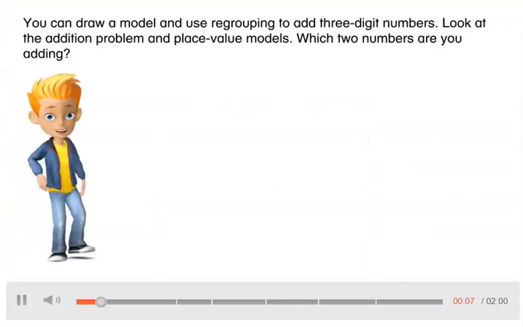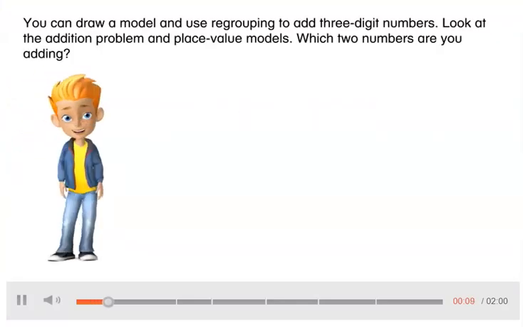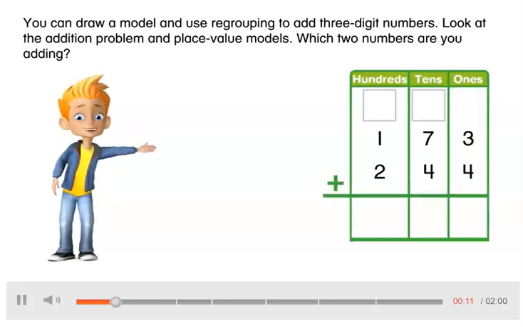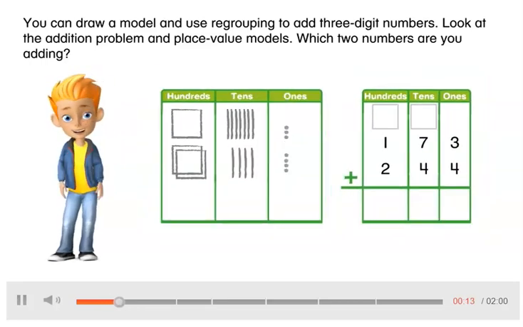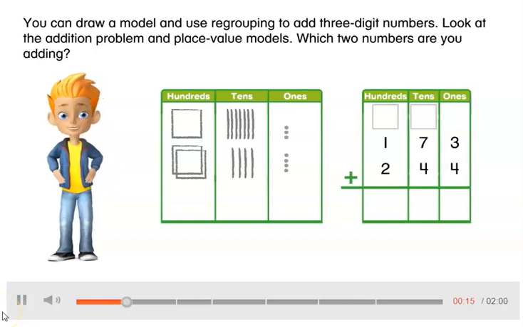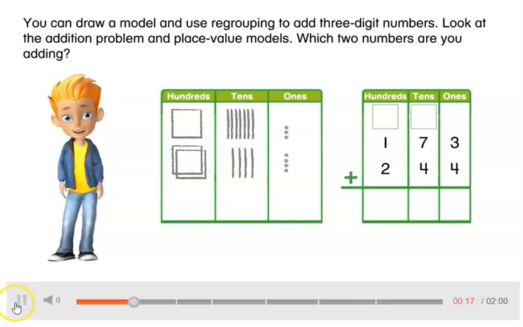You can draw a model and use regrouping to add three-digit numbers. Look at the addition problem and place value models. I just put this place value model in its place. Which two numbers are you adding? Okay, I'm going to pause there so I can show you. Here, they're showing us the traditional algorithm, and they're showing us the place value blocks. So that's going to help us think in our brain. If we need those place value blocks still to help us remember how to regroup, then we should do that.